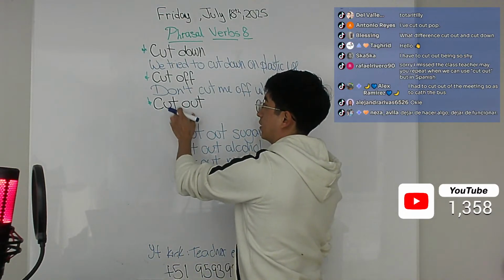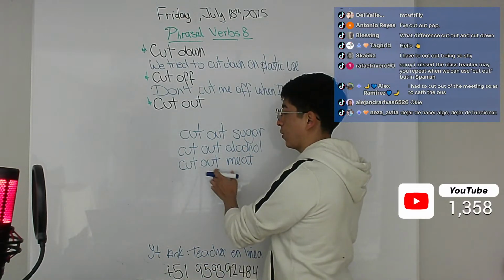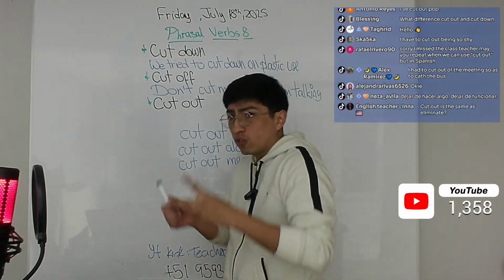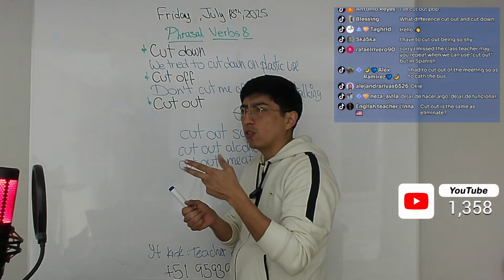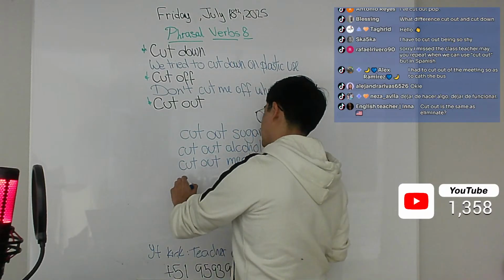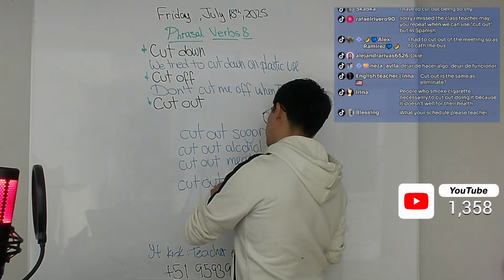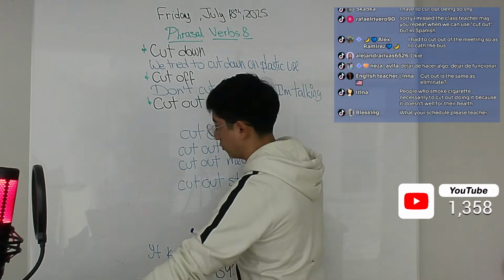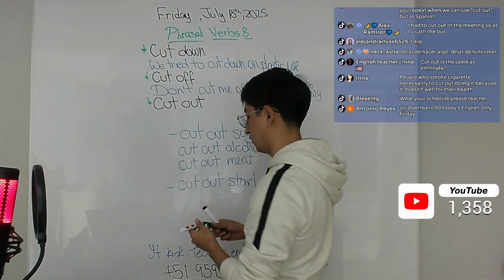Okay, next one we have here cut out. Number one, to stop doing something completely. Number two, cut out, in this case, is to cut shapes, with scissors or a knife. For example, we can say cut out stars. Hey, what are you doing? Oh, we are cutting out stars.